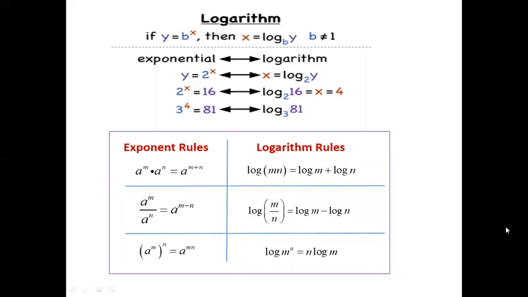And now see some of the rules which I already said, the laws of logarithms, which are similar in your exponents also. a power m into a power n is equal to a power m plus n. Similarly, in the logarithmic rule, log of mn is equal to log m plus log n. Now second exponent rule, a power m by a power n is equal to a power m minus n. Logarithmic form, you see here, logarithm of m by n is equal to log m minus log n. a power m whole power n is equal to a power mn. Log m power n is equal to n log m.